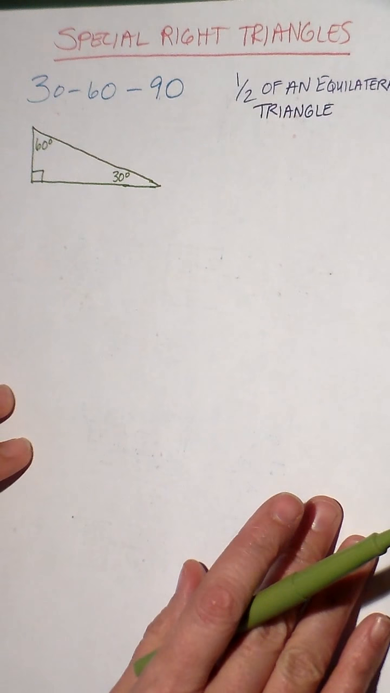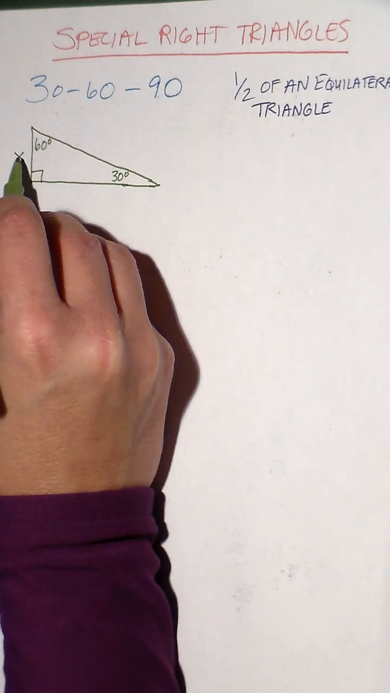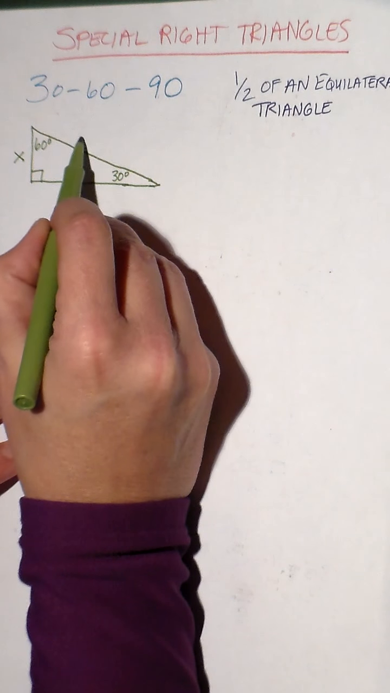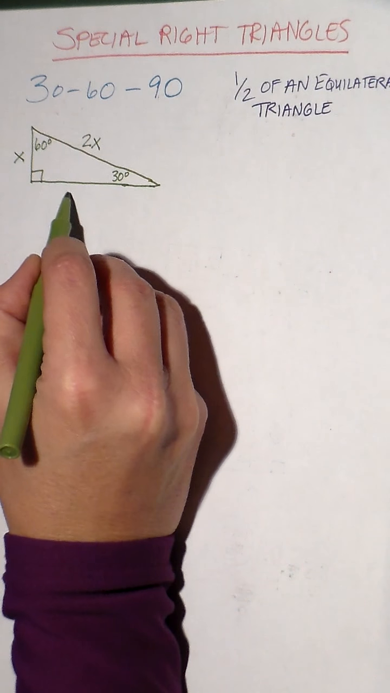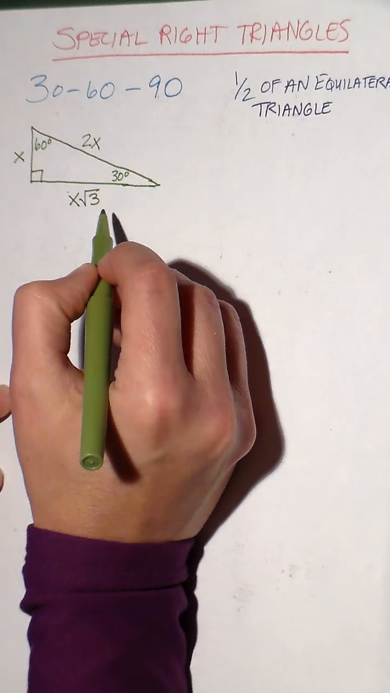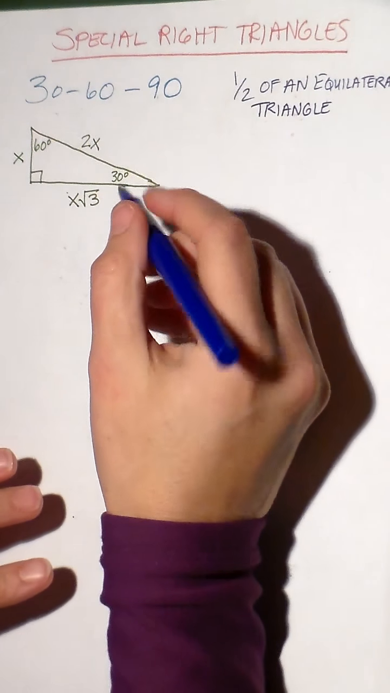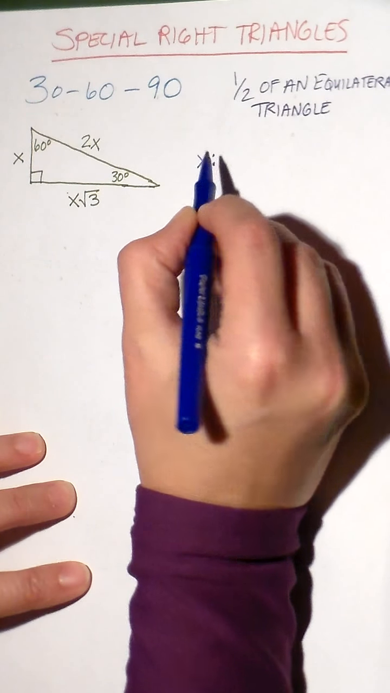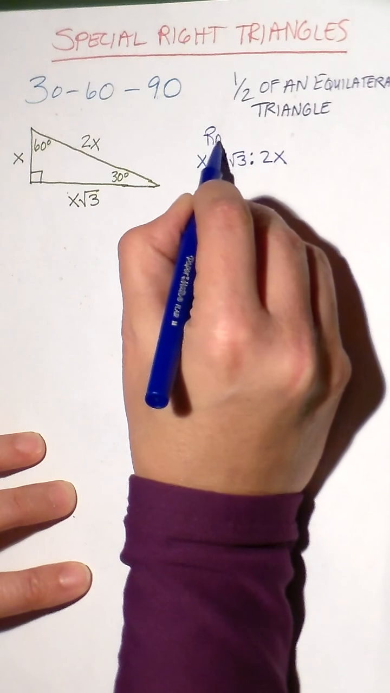All right, when I have a 30, 60, 90 triangle, here are the relationships of the sides. The smallest side, which is across from the smallest angle, the 30, is easy to base everything off of. So whatever the smallest side is, the hypotenuse is twice as big. And then the medium side, the one across from the 60, is going to be your small side times the square root of 3. So if I was writing this out as a ratio, the ratio of the sides in a 30, 60, 90 are x to x square root of 3 to 2x. That's the ratio of the sides.